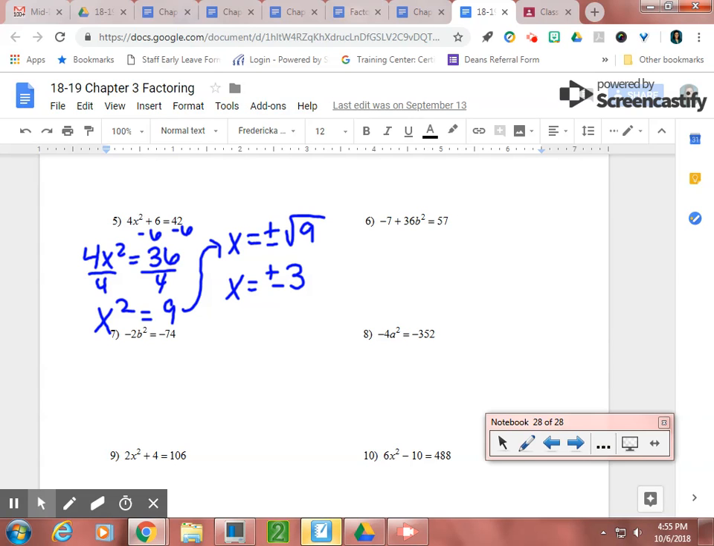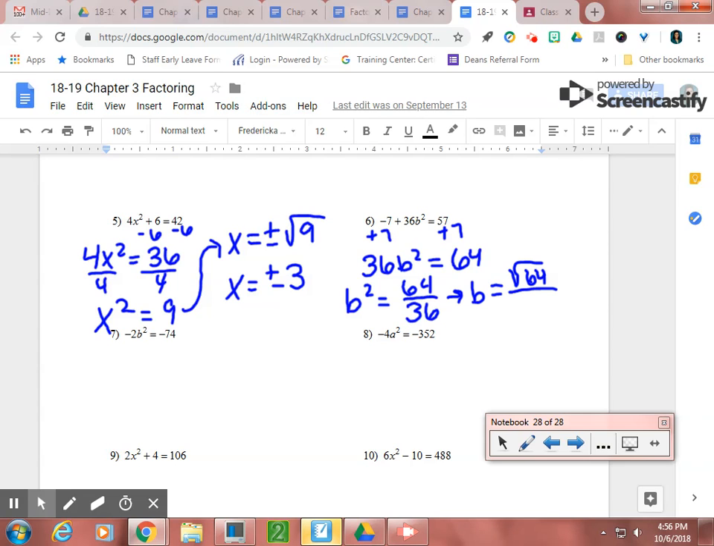On the next one, I want to add 7 to the other side. So I have 36b squared is equal to 64. Divide by 36. So I have 64 over 36. Now, you could try to reduce this, but I would caution you not to, just because of the fact that both of these have perfect square roots. So the next step is to say the square root of 64 and the square root of 36. Because they're both perfect square roots, it's just going to end up as the fraction 8 over 6, which you can reduce to 4 over 3, plus or minus.